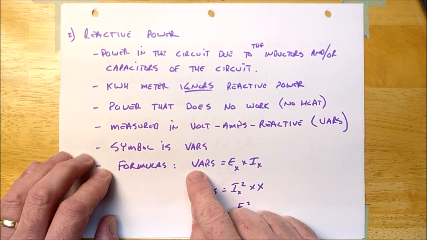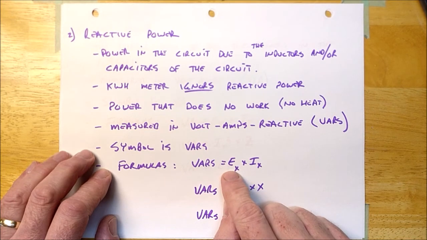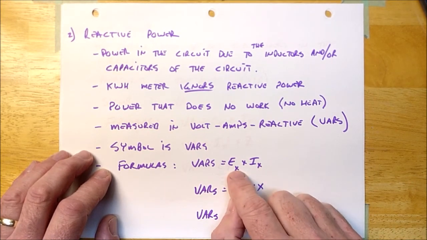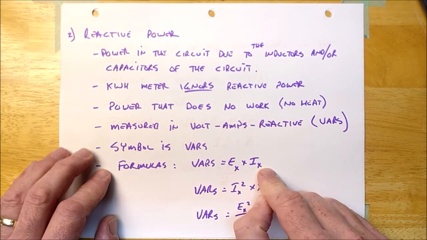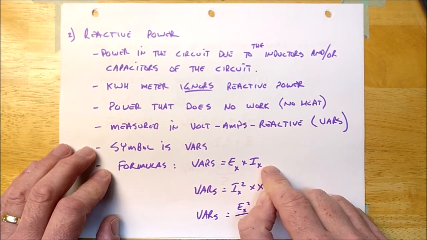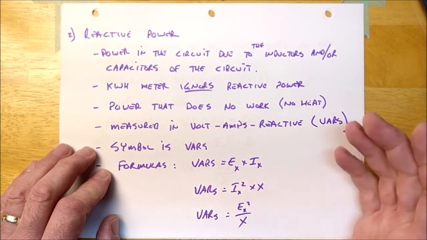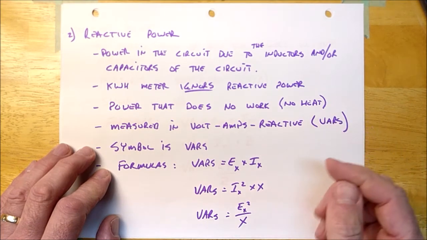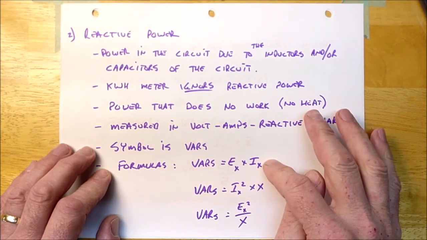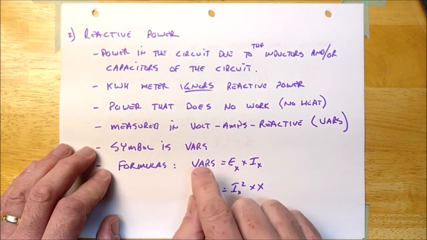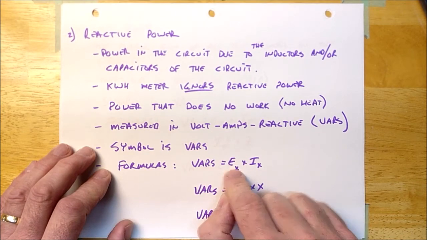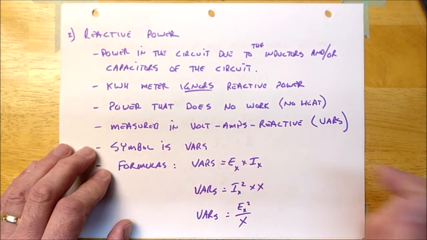Now, the VARs, or the reactive power in the circuit, is going to be the voltage dropping across this. It says EX and IX, but it could be EXL times IXL if it's an inductor, EXC times IXC if it's a capacitor, or maybe just EX times IX if there's both in the circuit. These formulas are the same ones you learned in level 1, except it's for reactive power. Power is equal to E times I. Reactive power is voltage dropping across the inductor times the current through the inductor or capacitor or whatever.